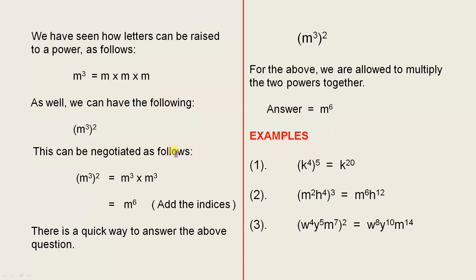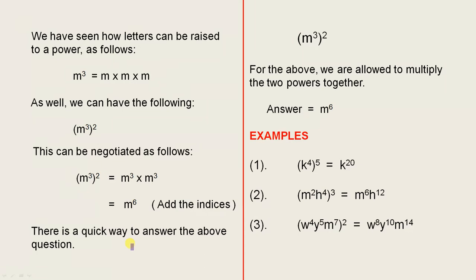This can be simplified as follows. m to the power of 3 all squared equals m to the power of 3 times m to the power of 3, which is m to the power of 6, where we add the indices. We've seen that before. Because the bases are the same, we add the indices. 3 plus 3 is 6.